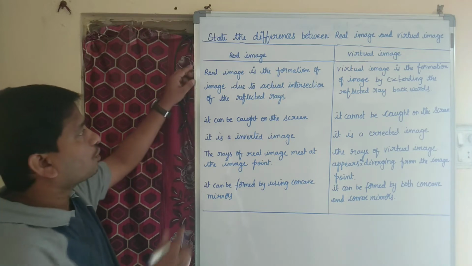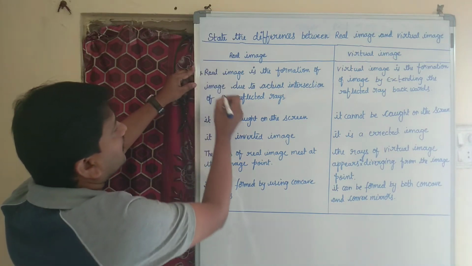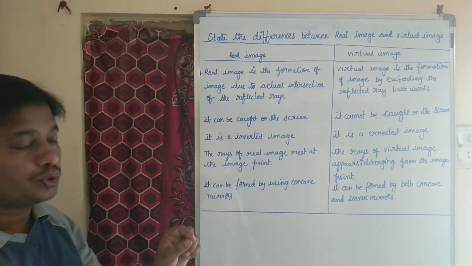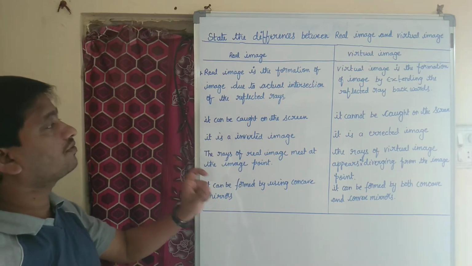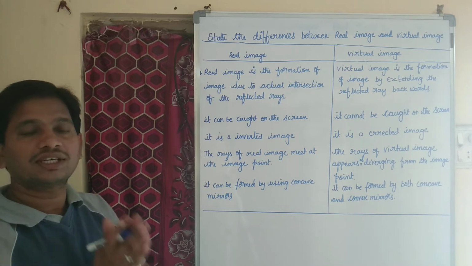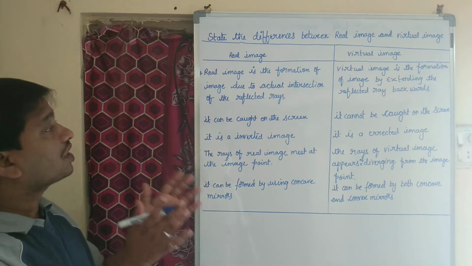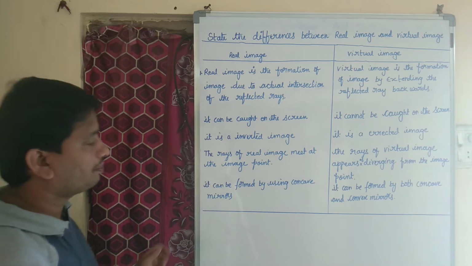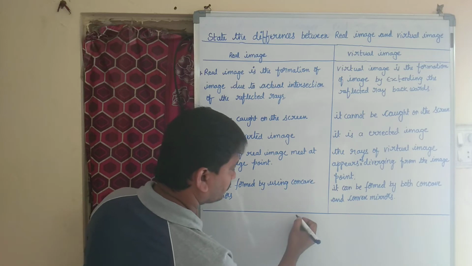Coming to point number 1, real image is the formation of image due to actual intersection of reflected rays. What is the meaning of that point? It is the image which is formed by the actual intersection of reflected rays. Okay, let me draw the diagram.